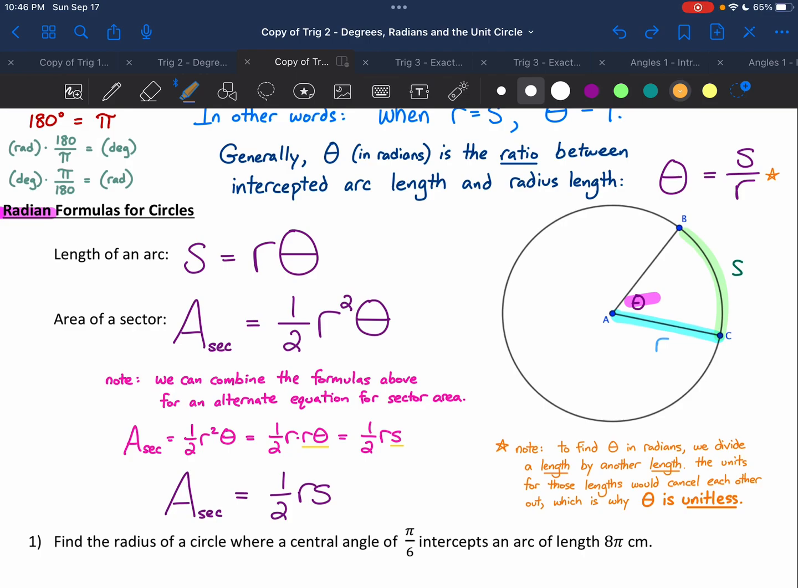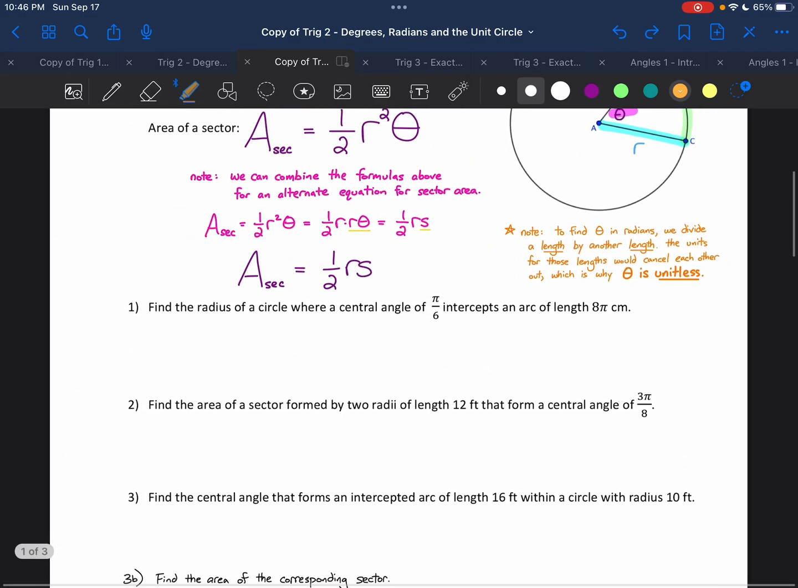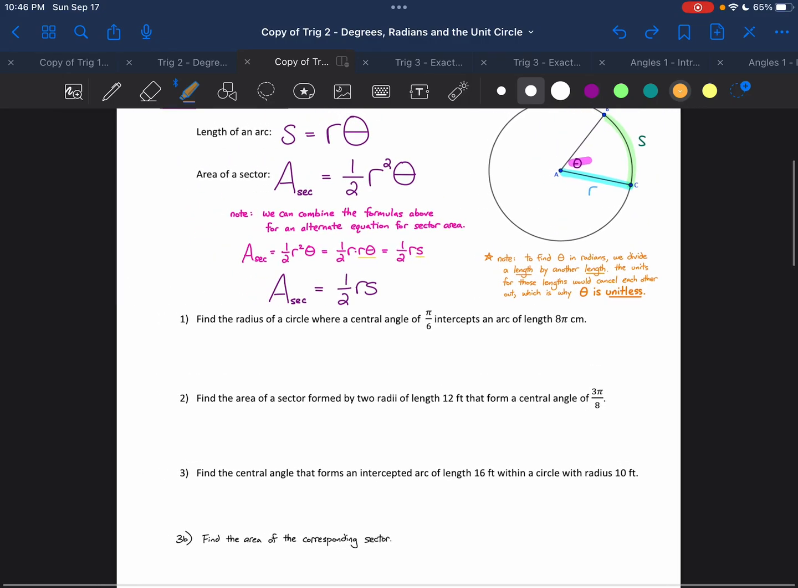The rest of this front page, I'm going to leave for you. Based on the formulas that you see here in purple on my screen right now, each of these 3 questions can be done, and I even added a 3B on here if you wanted to play around with these formulas a little bit. Don't just find the central angle in question number 3, find the area of the corresponding sector. You can use the angle that you found, or you can use one of those formulas above, hint, hint, to go ahead and do that.